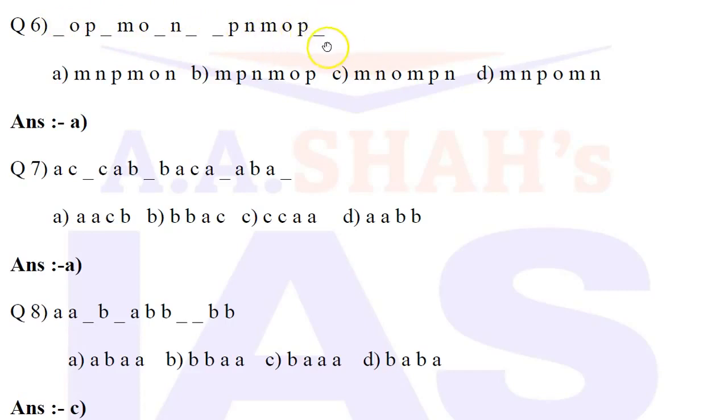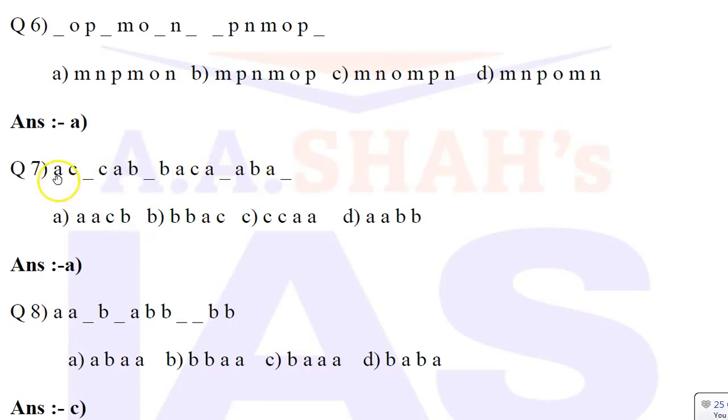The fourth part. Now if you observe here, you have MOP dash, MOP dash. So now you have dash OP. What would come here? Definitely M. Now you have MO dash N. You have an N here, so straight away we can write N here and again N here. Same thing if you do, you get the answer here as MNPMON.